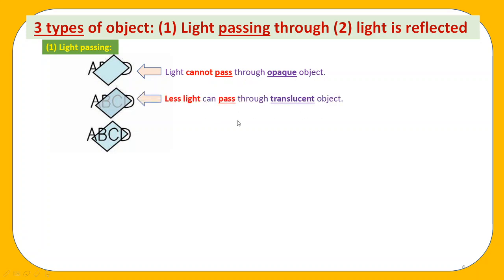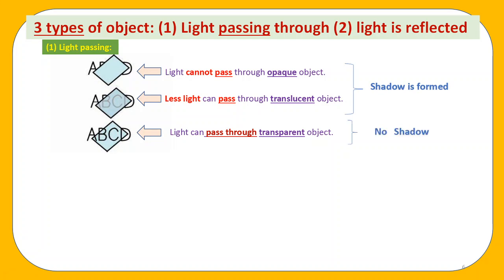Second one, you can see the words B and C slightly. Less light can pass through, we call translucent objects. You can see the words clearly. If light can pass through, it's called transparent objects. If the sheet of paper is opaque or translucent, you should be able to see the shadows. If the paper is transparent, you will not be able to see the shadow of these papers.